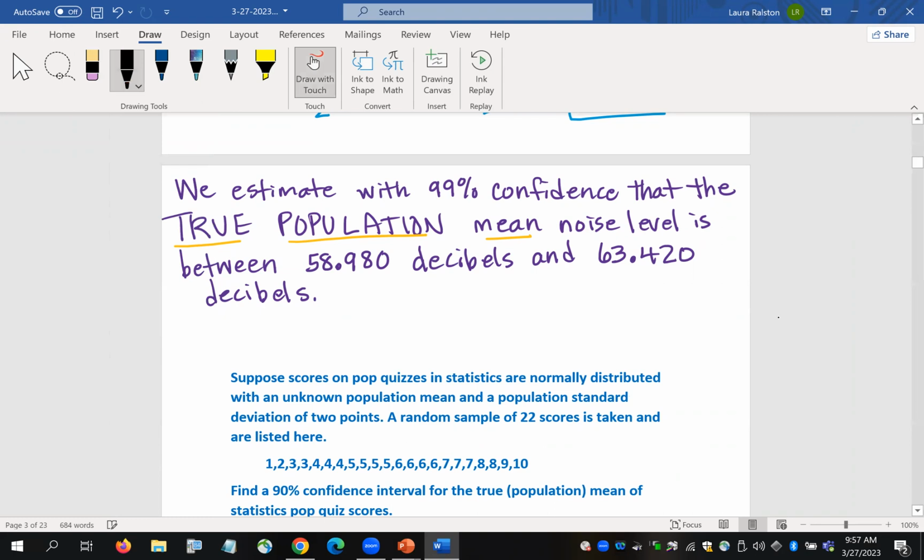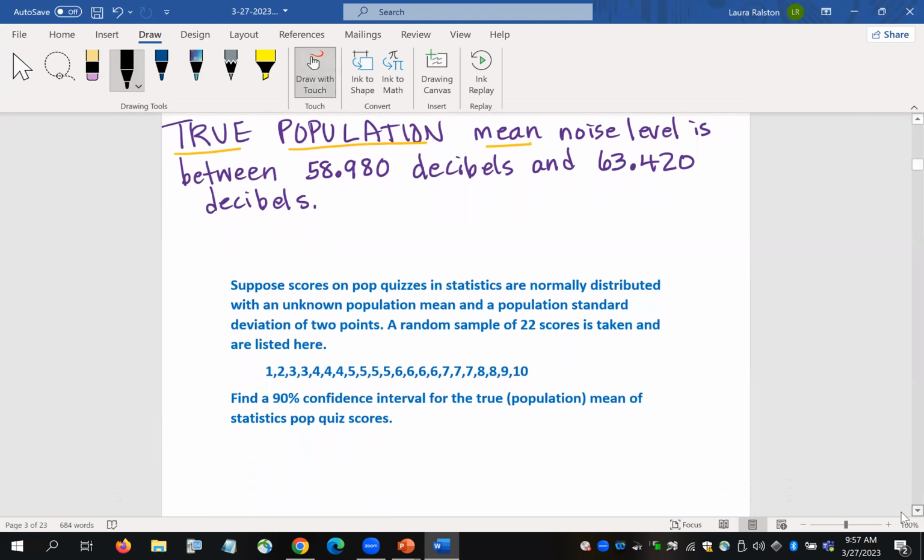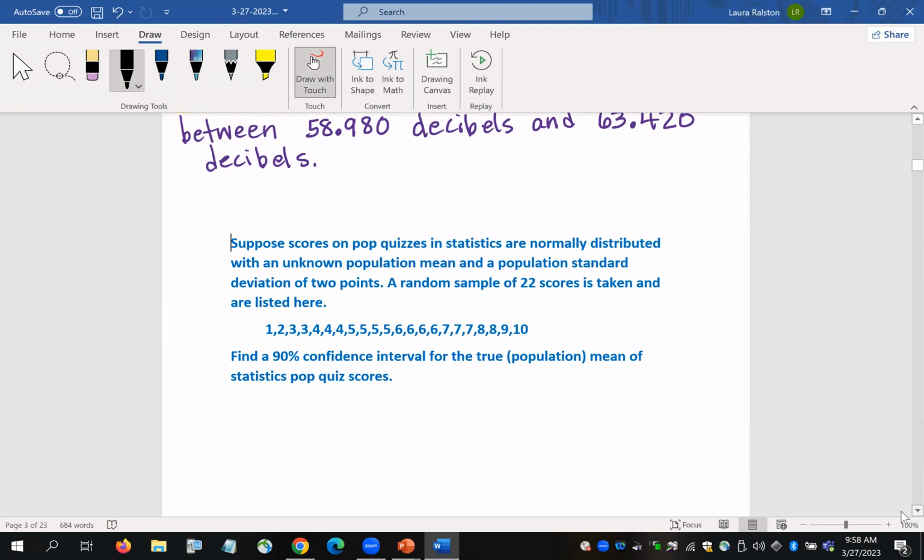Okay, the next question says, suppose scores on pop quizzes in statistics are normally distributed with an unknown population mean and a population standard deviation of 2. A random sample of 22 scores is taken and are listed here. Find a 90% confidence interval for the true population mean of statistics pop quiz scores.